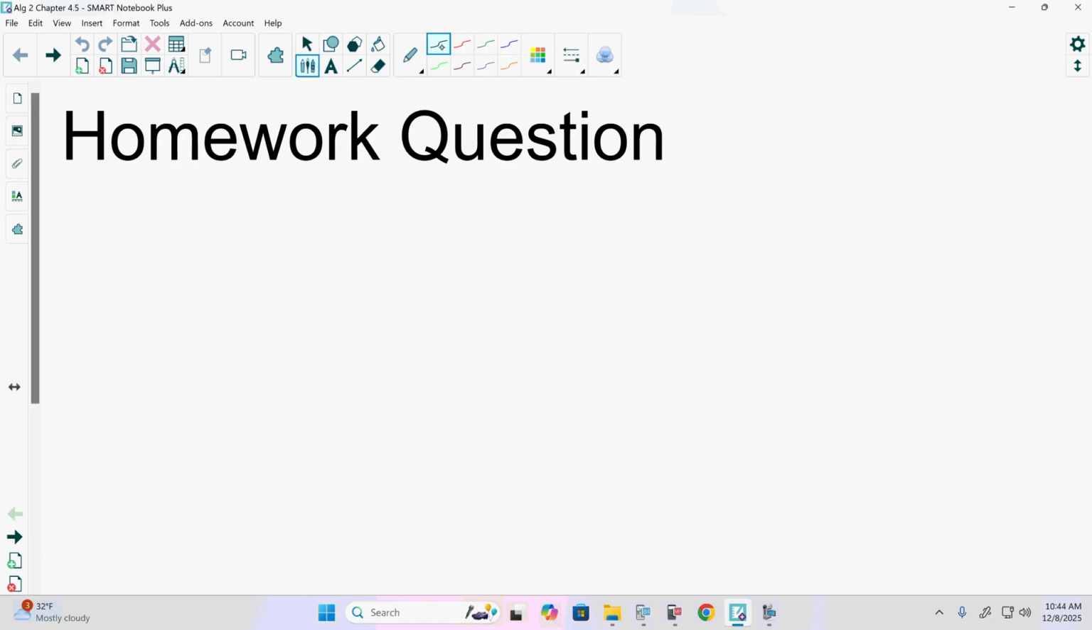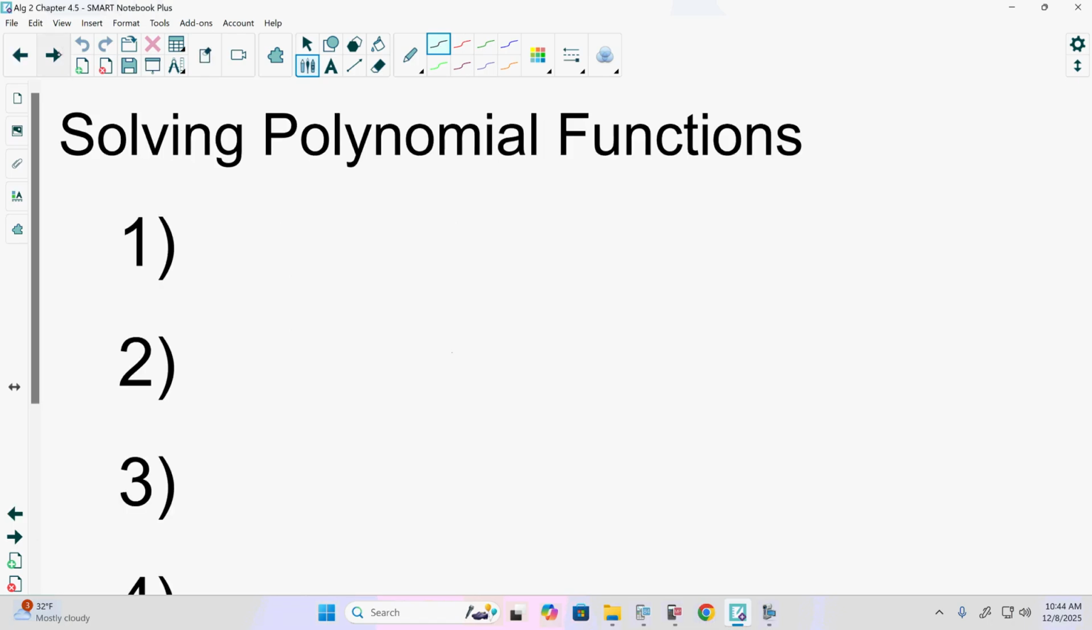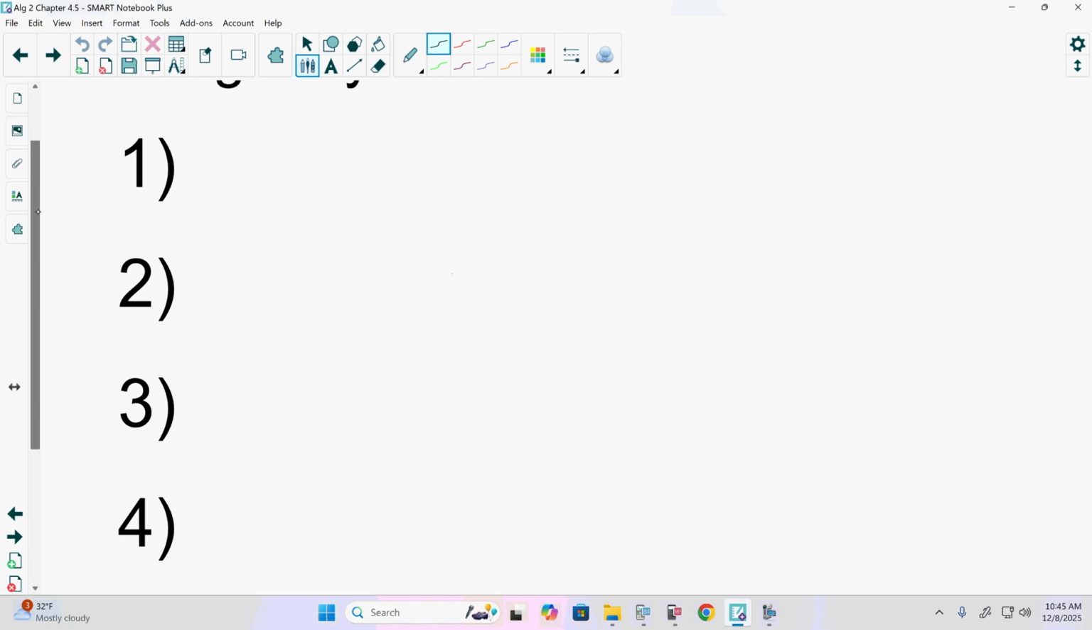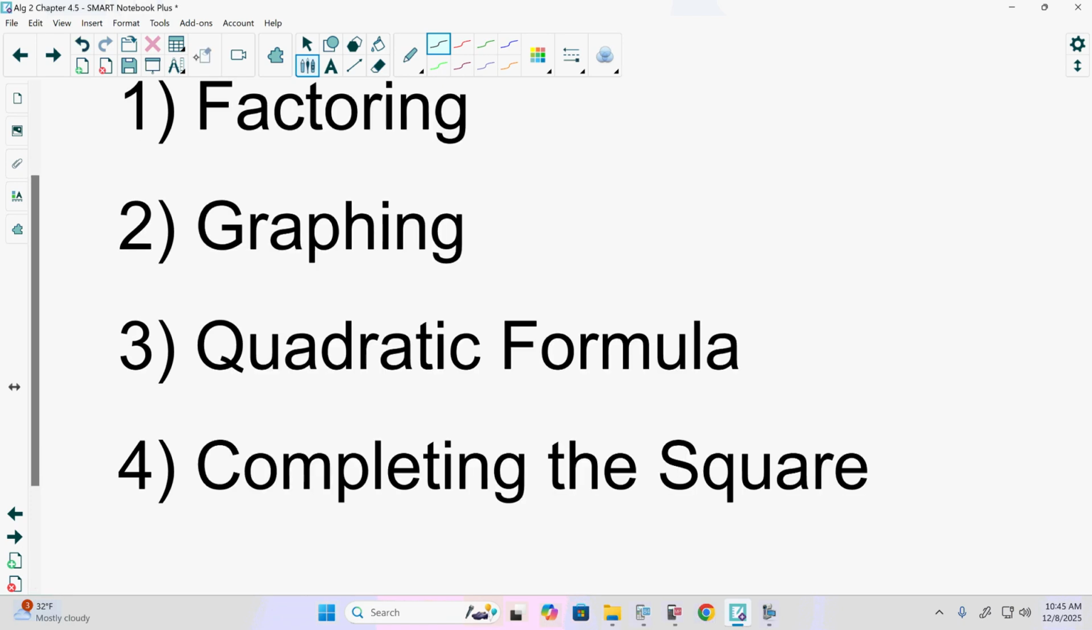All right, guys, so questions on the homework before we get started. So what we're starting today in section 4.5 and 4.6, we're skipping 4.4, is solving. We're going to start solving these higher degree polynomial functions. And so far, the ways that we know to solve polynomials is one of four: factoring, graphing, quadratic formula, and completing the square. These are the four main methods we have for solving polynomial functions.